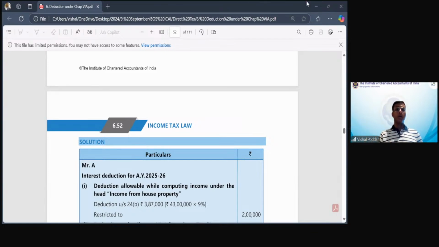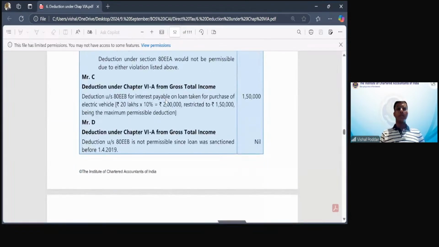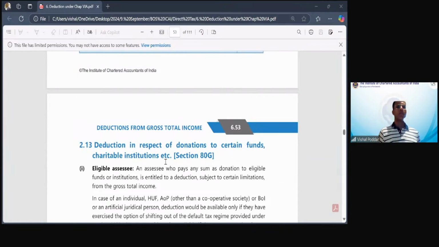I hope all provisions up to this are clear. You're right, Abhishek. If you are purchasing an EV now, obviously the loan will be sanctioned now, for which there is no deduction, because only loans sanctioned up to 31st March 23 were eligible for 80EEB. Thereafter, the 80EEB loan is not available, or this section deduction will not be available.